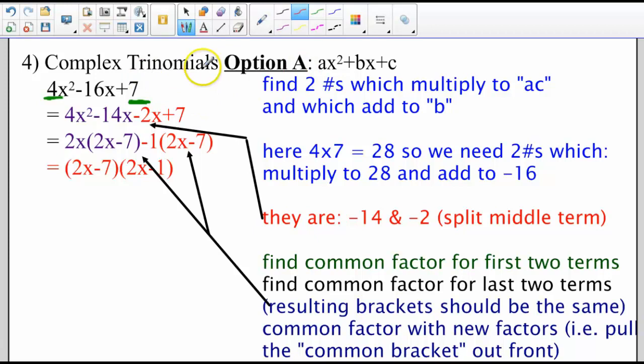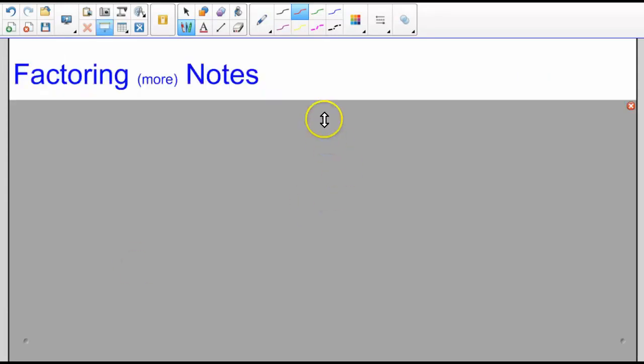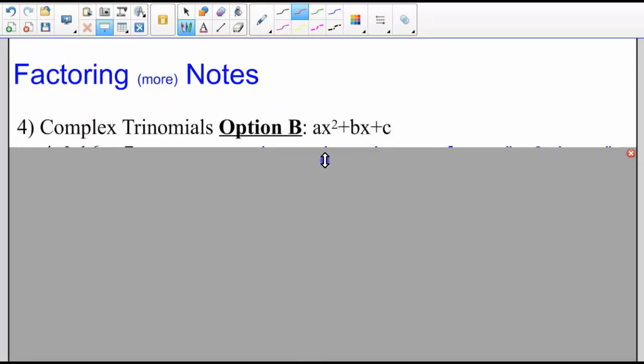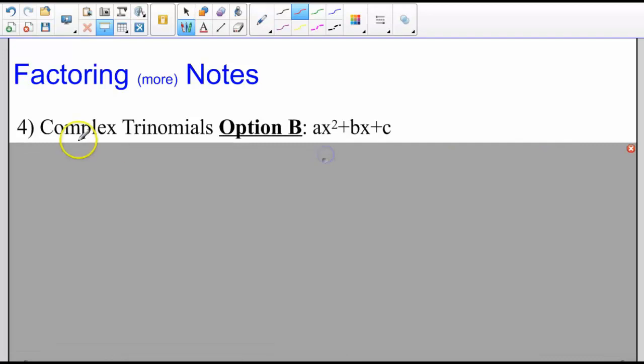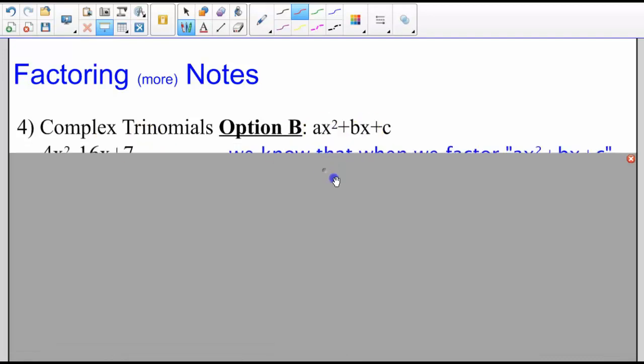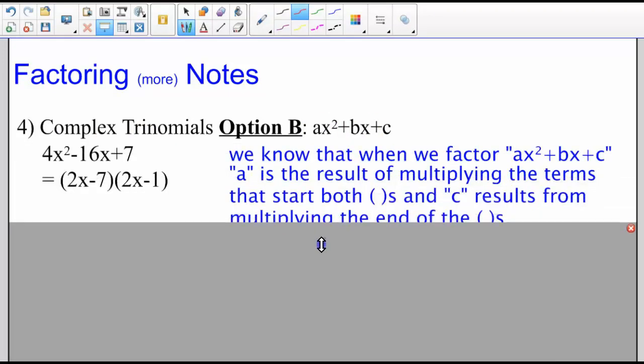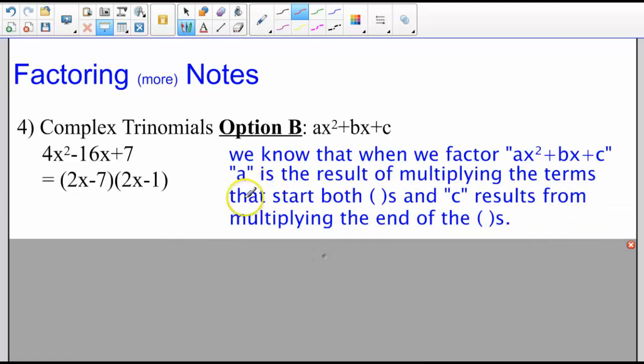for factoring complex trinomials. Not everybody does that, and again, I don't know which method you've learned, but whichever you're more comfortable with is fine with me. The second option is to treat it more like a puzzle. So complex trinomials, again, same question. And here's the logic behind what we're doing. Now, you can sort of skip or ignore the answer for the moment. We'll get to it.